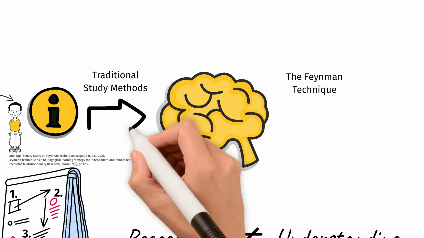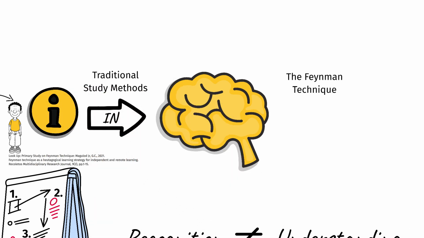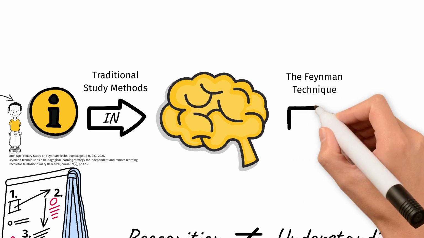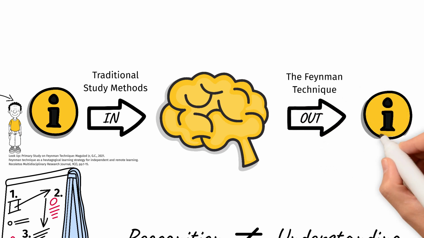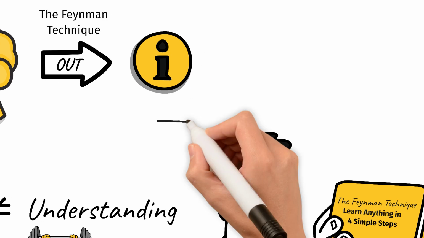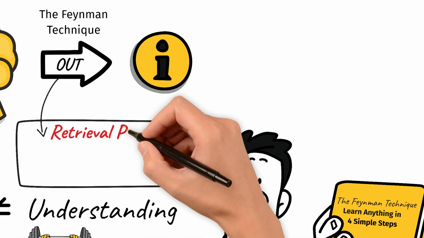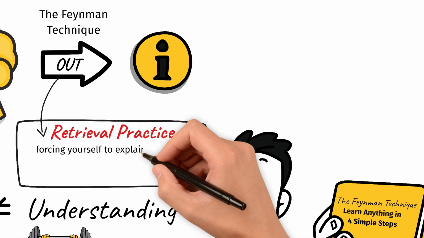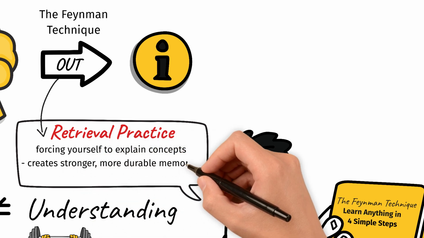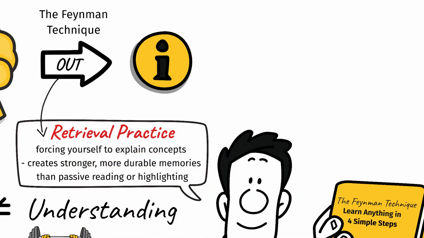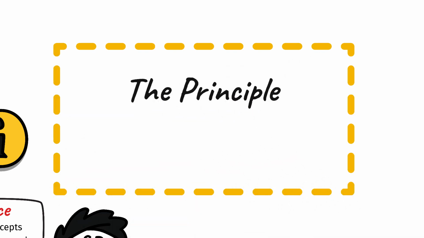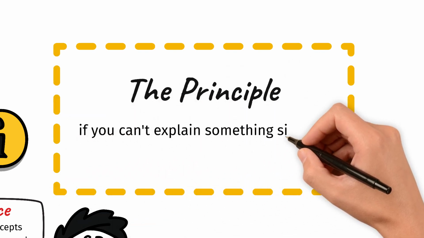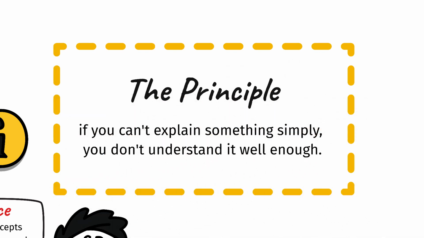Most study techniques focus on getting information in your brain. The Feynman technique focuses on getting information out of your brain clearly. And cognitive science research shows that retrieval practice, forcing yourself to explain concepts, creates stronger, more durable memories than passive reading or highlighting. The Feynman technique works on a simple principle. If you can't explain something simply, you don't understand it well enough.